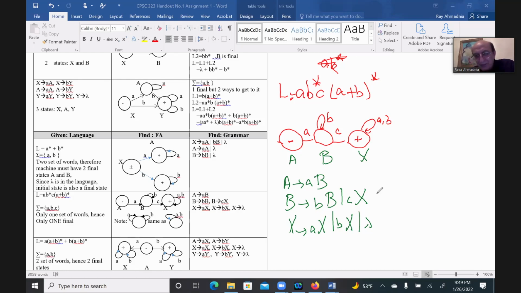Yes? Okay, so this is the language given. Find the FA to find the context free grammar. So what's the state for the middle one? The middle one is a null state. Nothing happens here. If I get to here, I don't stop, it's not a final state. So the language has only one final state.